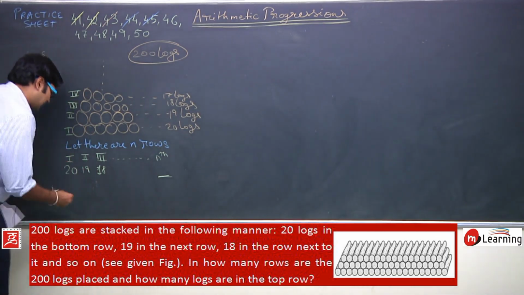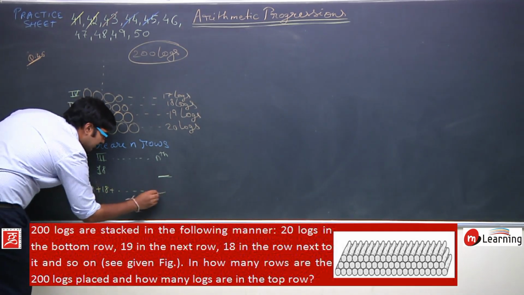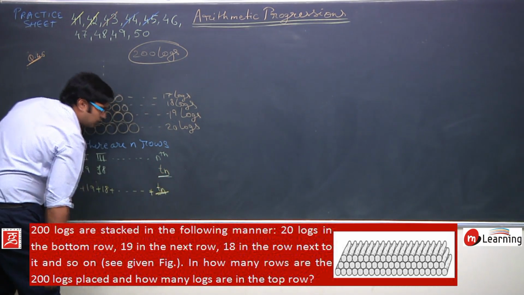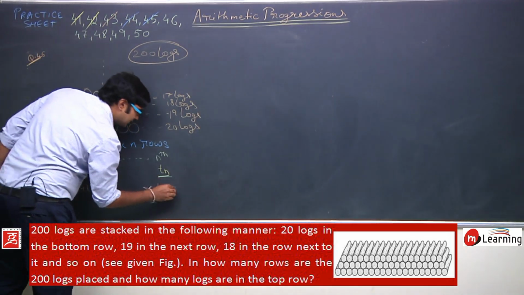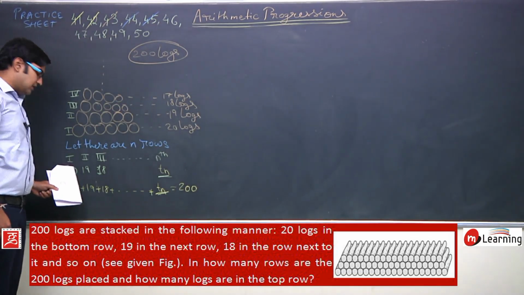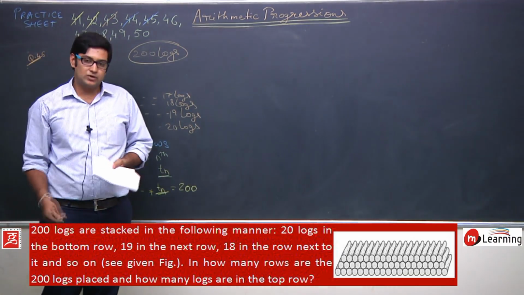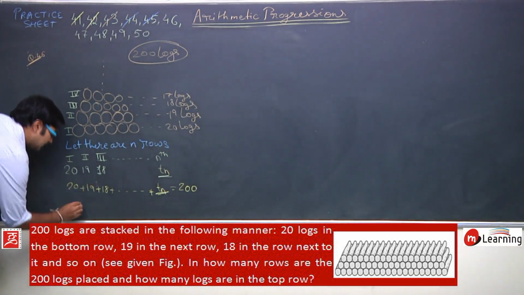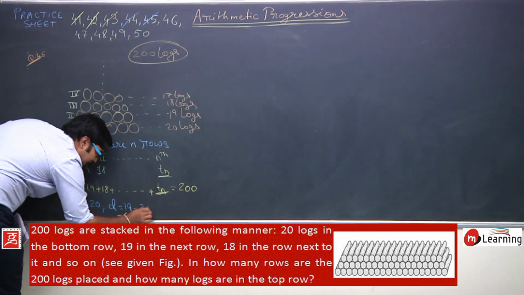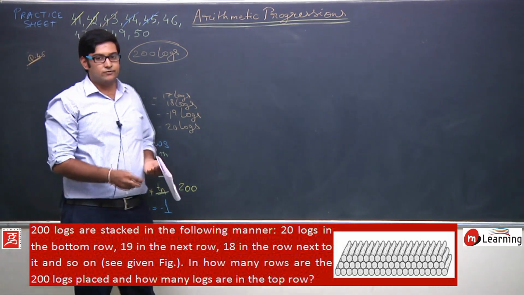I know one more thing, that 20 plus 19 plus 18 and so on till the last row, till the last value. Let us say this is Tn. Number of logs in the last row is Tn. This is equal to 200. This I know very well. What you can see is the number of logs placed in each row is forming an arithmetic progression with the first term as a equals 20 and the common difference as 19 minus 20, that is minus 1. So minus 1 is the common difference.